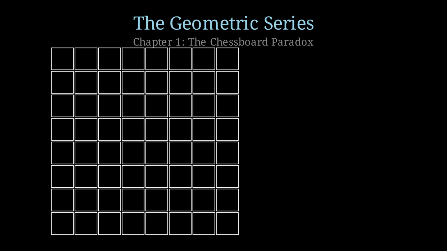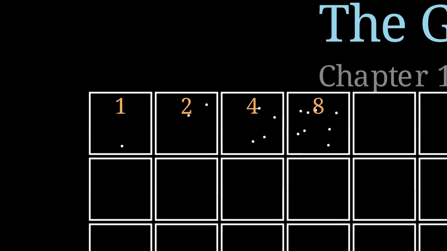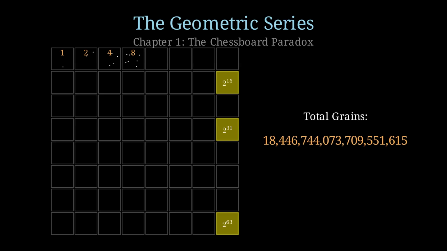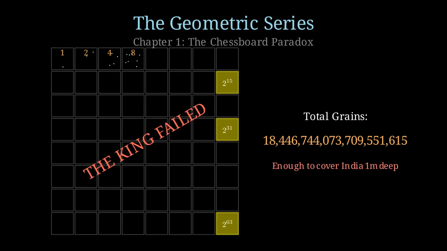The minister asked for just 1 grain of rice on the first square of a chessboard. Simple. 2 grains on the second, it doubles. 4 grains on the third. 8 on the fourth. For a while the king's guards could physically count them, but by square 64 the demand became impossible. The total rice exceeded 18 quintillion grains, enough to cover the entire country of India a meter deep. The king had failed to meet the demand, and the empire was bankrupt.